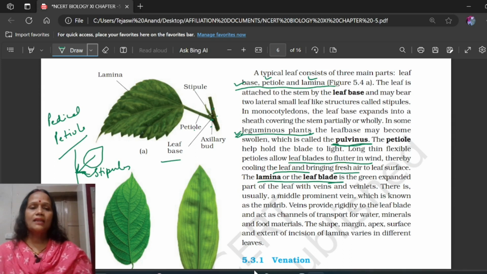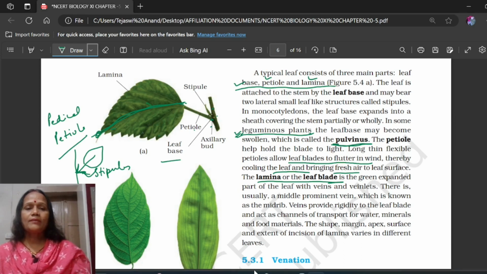Lamina. This is the lamina, the wider portion of the leaf that you can see, that you can hold in your hand. That is called lamina. We can call it leaf blade also. And they have the midrib. You can see here midrib. This is the midrib that arises from the leaf base and goes to the apex of the leaf.